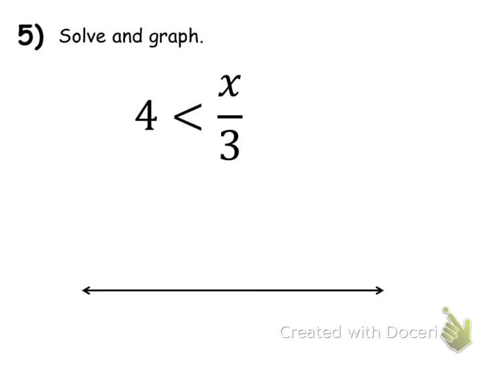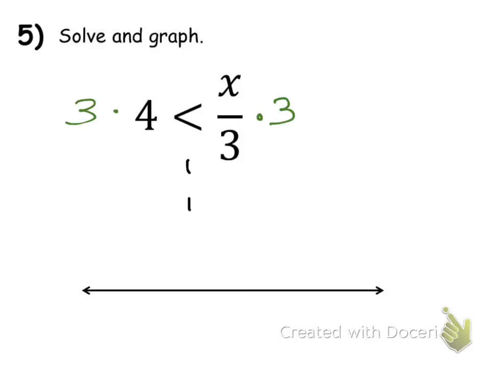How should I start this one? What's bothering the x? The 3. I'm dividing by 3. How do I undo dividing? Multiply. So I'm going to multiply the left side by 3. Excuse me, that's the right side. Multiply the right side by 3. You also have to multiply the left side by 3.